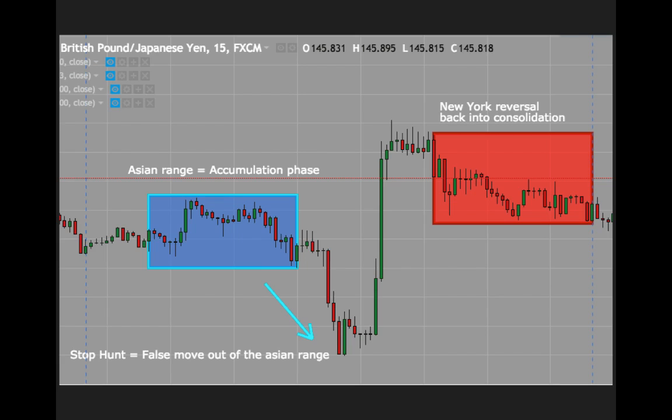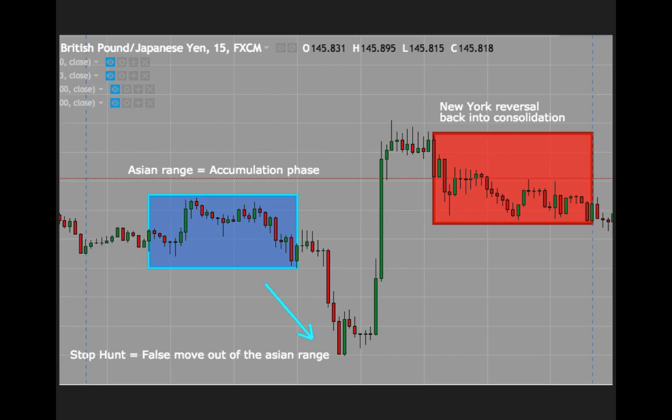Okay, so this is the pound yen, GBP/JPY. All right, and this was actually last Thursday. So you can see here the blue box on the screen represents the Asian range, excuse me, and the red box represents the New York session. And then right in between is the London session. So you can see in the blue box area, that's the accumulation phase in the Asian session, and they're just kind of setting the high and the low, trading in a small range amongst themselves, and it creates this box, right?